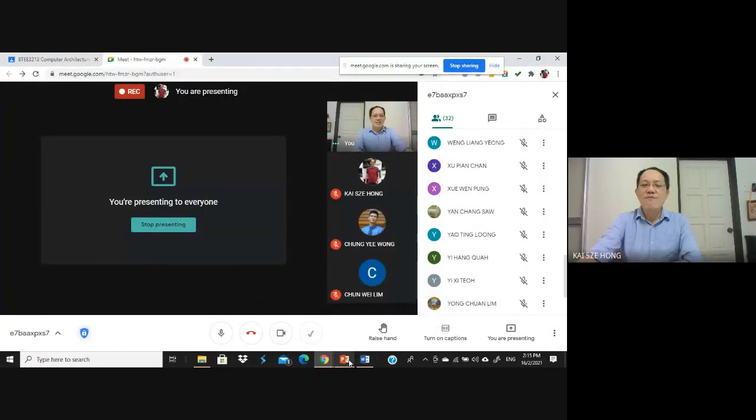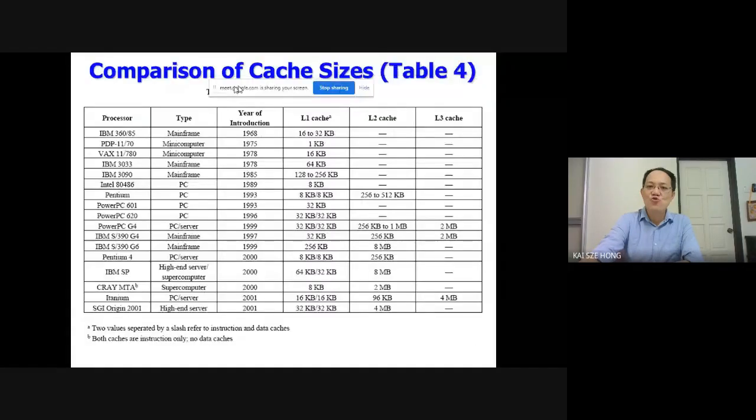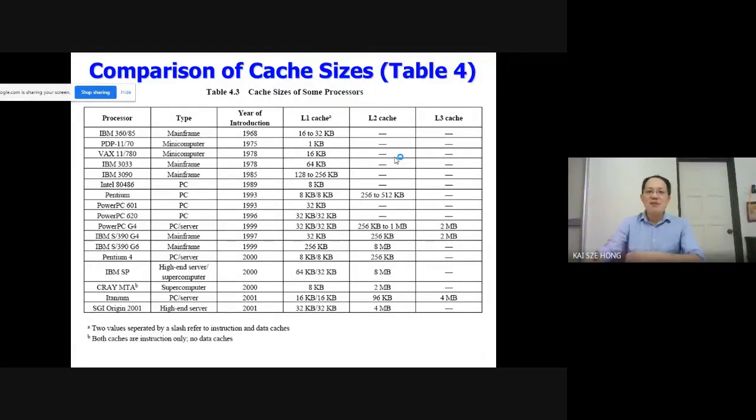So for today, we are going to the new chapter, which is called the cache. I believe most of you already heard about cache before. Cache is a very important component in a computer. Basically, we want to see the comparison of the cache sizes in this table number 4. What you can see here is all the computers invented a very long time ago.